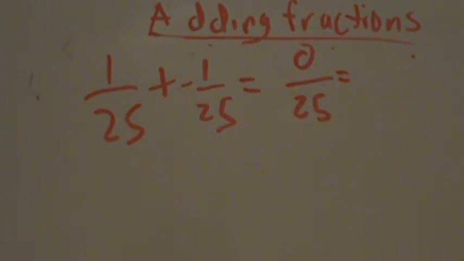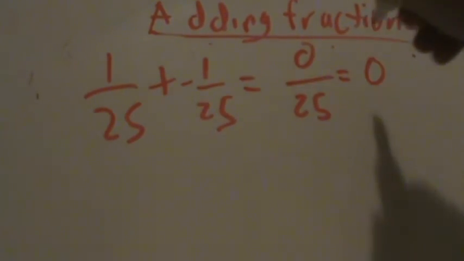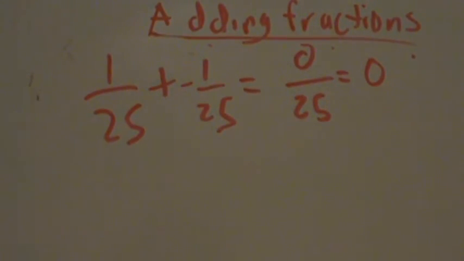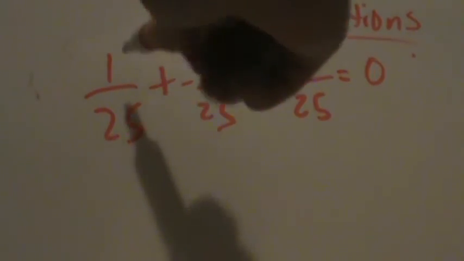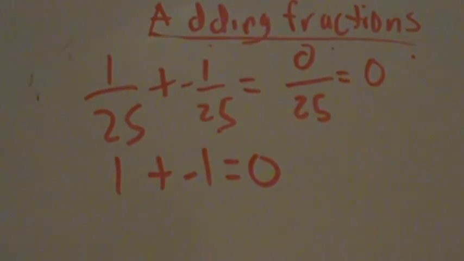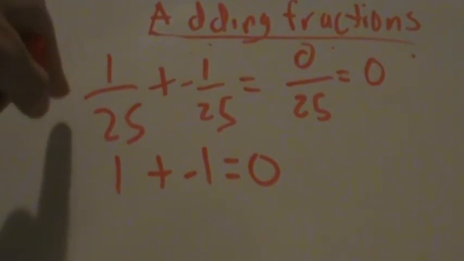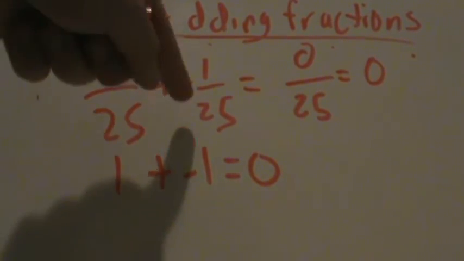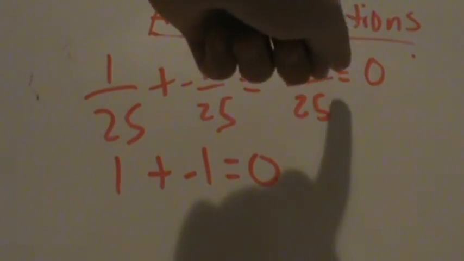And we know that when the numerator of a fraction is 0, then the entire thing has to be 0. And why does this make sense? Because this is the equivalent of saying 1 plus negative 1 equals 0. Because I added the positive version with the negative version, I will get the identity of 0.